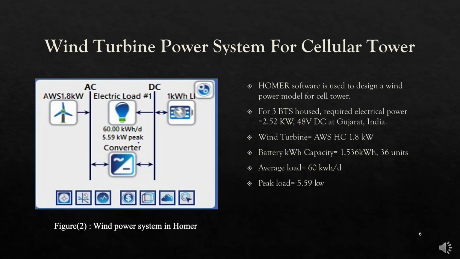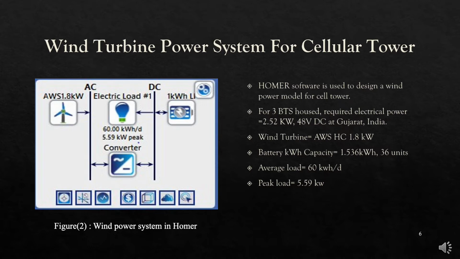Wind turbine power system for cellular tower. As my friends explained what wind energy is, now we can discuss how we use wind energy for the cellular tower. We use Homer software to design a steady-state model of the cellular tower wind power system. For a case study, we take Gujarat, India, where 3 BTS house one cellular tower required 2.52 kilowatt electrical power.